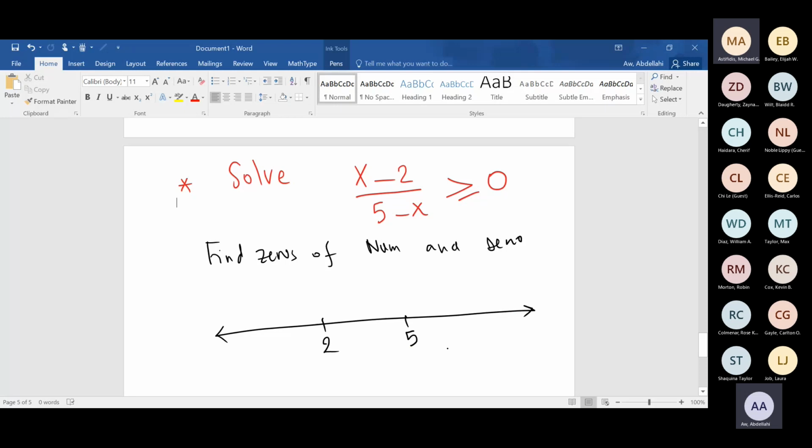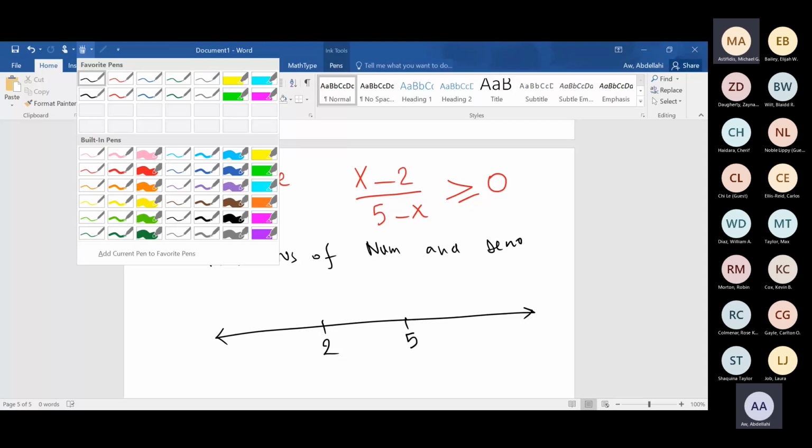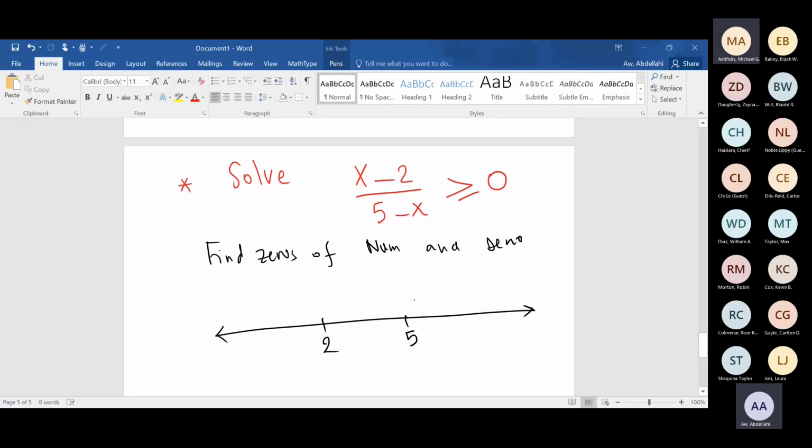From the beginning, I know 5 cannot be part of the solution. So what am I going to do around 5? I'm going to put a circle, right? From the beginning, 5 cannot be part of the solution, so that's why I put a circle around 5.